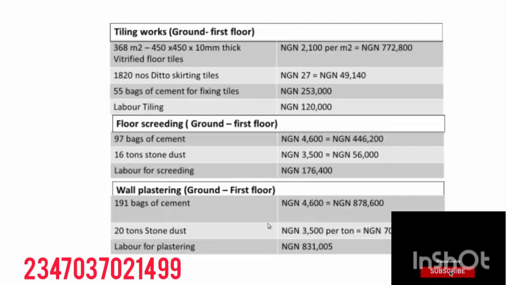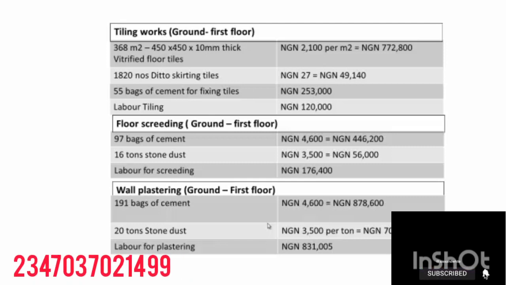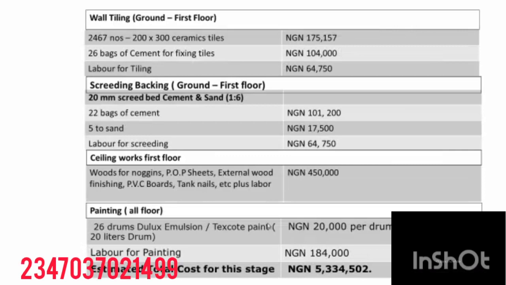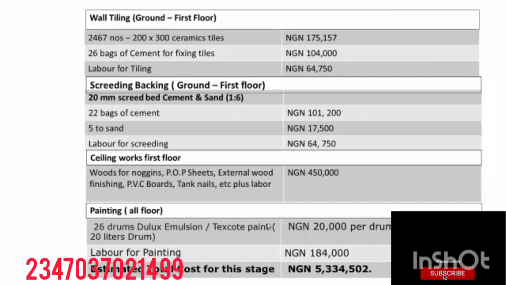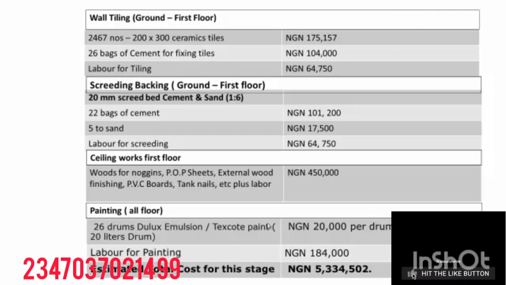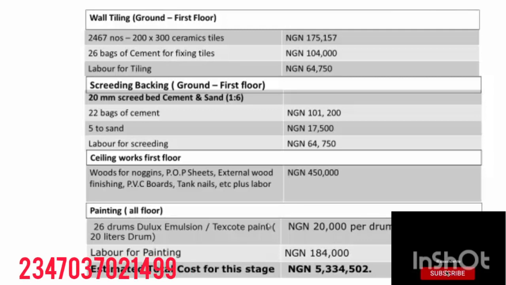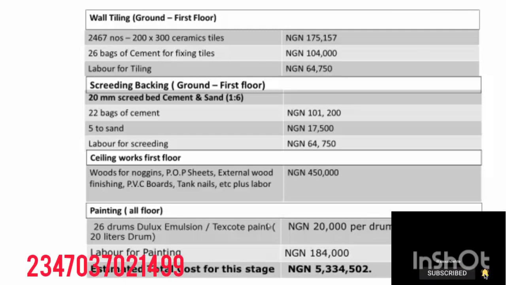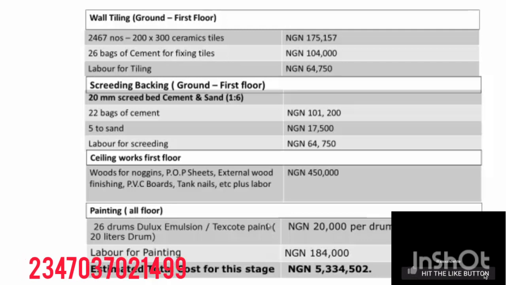Here I have about 831,005 naira, the total amount for the tile work ground floor. Then check out what I have here. The POP, the painting, the labor for painting, the screeding, the labor for tiling, ceiling work, first floor, and so on and so forth. I have about 5,334,502 total amount for this stage.